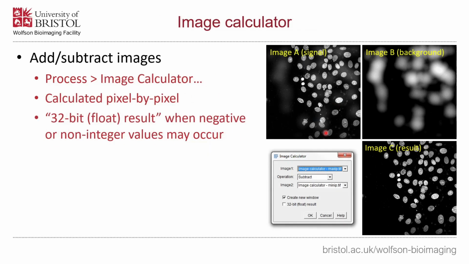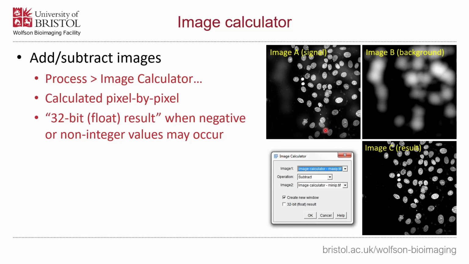The other way you might want to subtract background is if you've already got a background image. So this could either be that you've run the rolling ball and you've generated that background image, or as you'll see in the worksheet section 4, we might generate a minimum intensity projection and subtract that off our maximum intensity projection to achieve the background subtraction result.